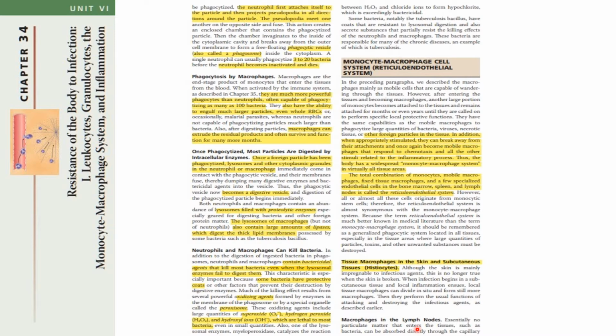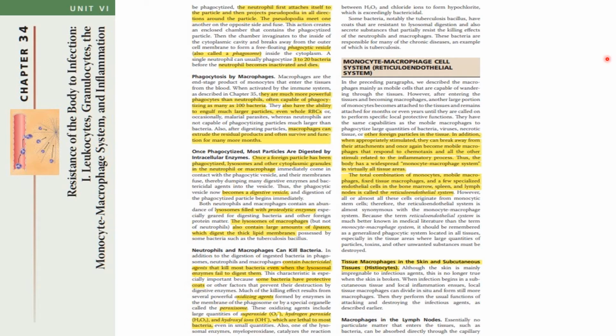Neutrophils and macrophages can also kill bacteria. They contain bactericidal agents that kill most bacteria even when the lysosomal enzymes fail to digest them. Some bacteria have a protective coat. Much of the killing effect results from several powerful oxidizing agents formed by an enzyme in the membrane of the phagosomes or by a special organelle called peroxisomes. These oxidizing agents include large quantities of superoxide, hydrogen peroxide, and hydroxyl ions, which are lethal to most bacteria.